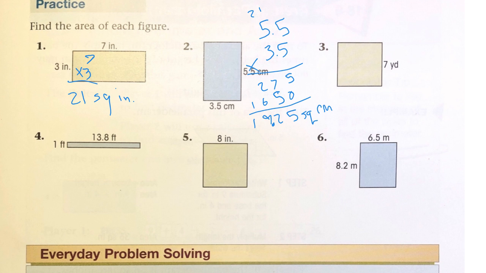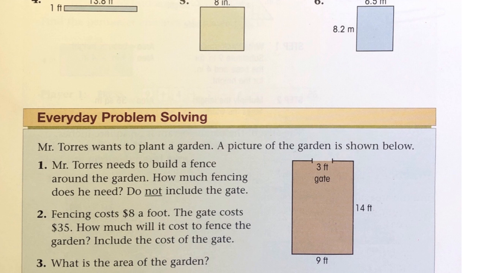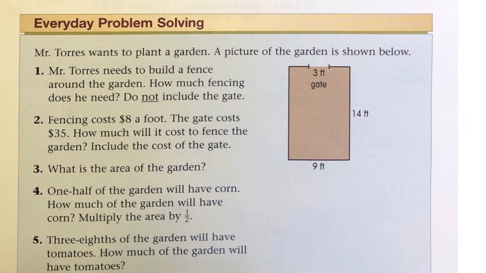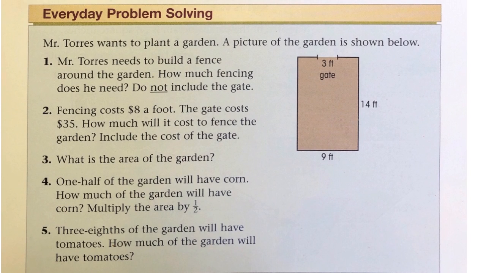square centimeters. And then for number 3, we have a square. So all the sides are 7 yards. So to find the area, it's 7 times 7 square yards. So that's how we work all of the problems as we continue along. Length times width. One side times a different side that is not parallel. The length times the width is the key.